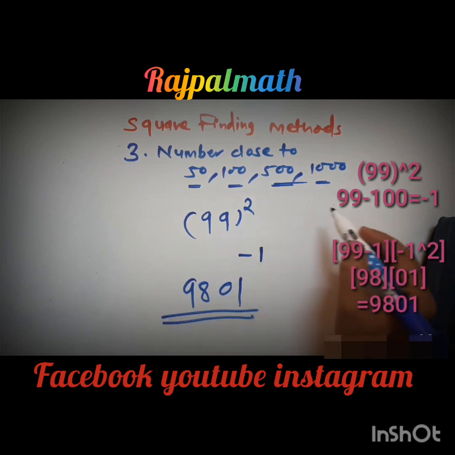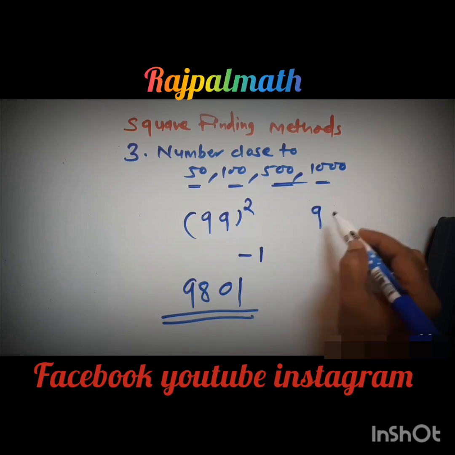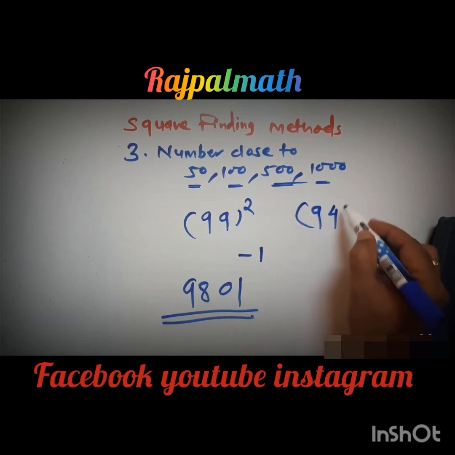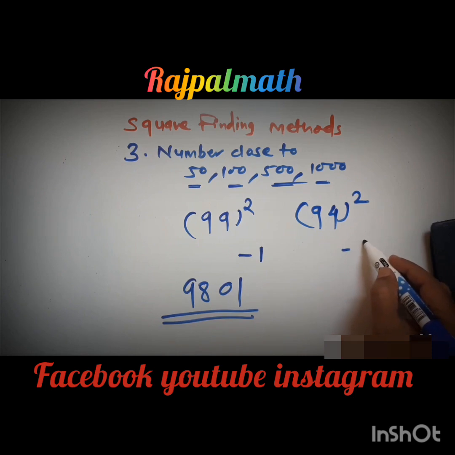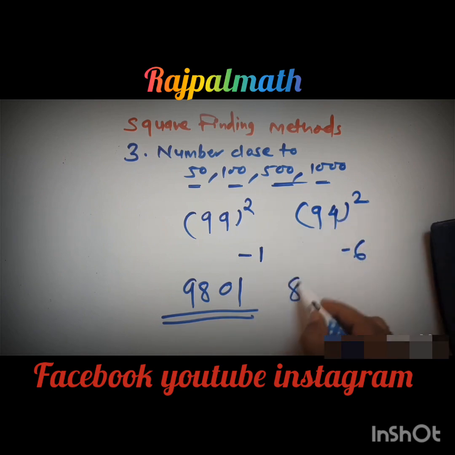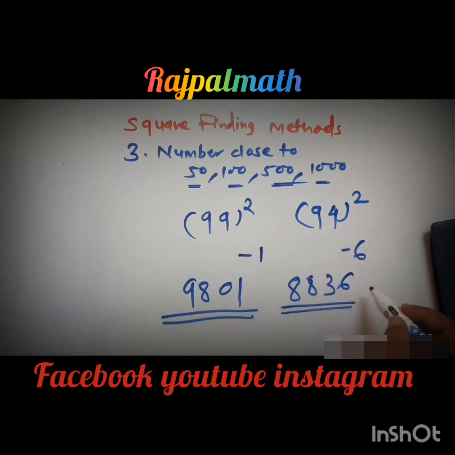So let's take another example where I want to find the square of a number which is less than 100. Let's take 94 square. So 94 is 6 short. So 94 minus 6 is 88, and square of 6 is 36. So 8836 is my answer.